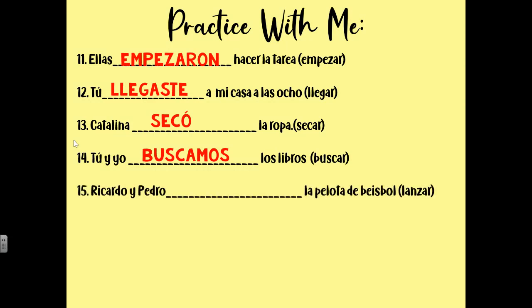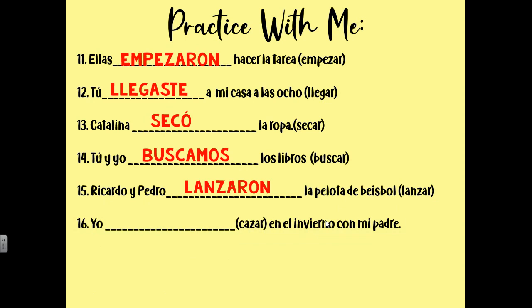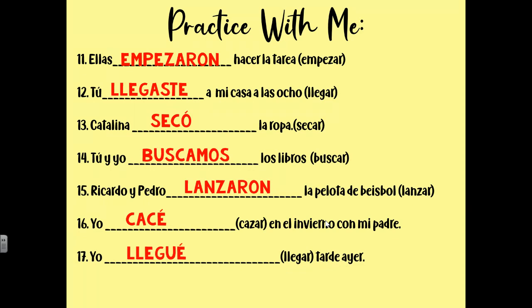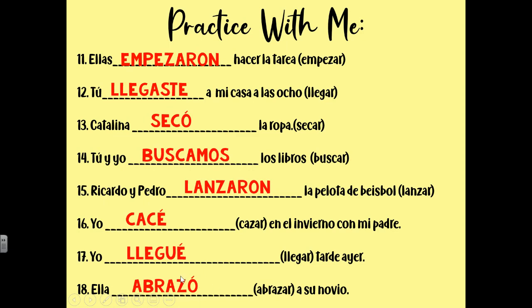Ricardo and Pedro threw the baseball. This word, lanzar, means to throw. So they threw it would be lanzaron. I hunted in the winter with my dad. So yo casé, with that spelling change, zar changes to c. I arrived late yesterday, not llegué. So make sure you have that spelling change, llegué. And then the last one here with this practice is she hugged her boyfriend. Ella abrazó. So no spelling change there because it's in the ella form.